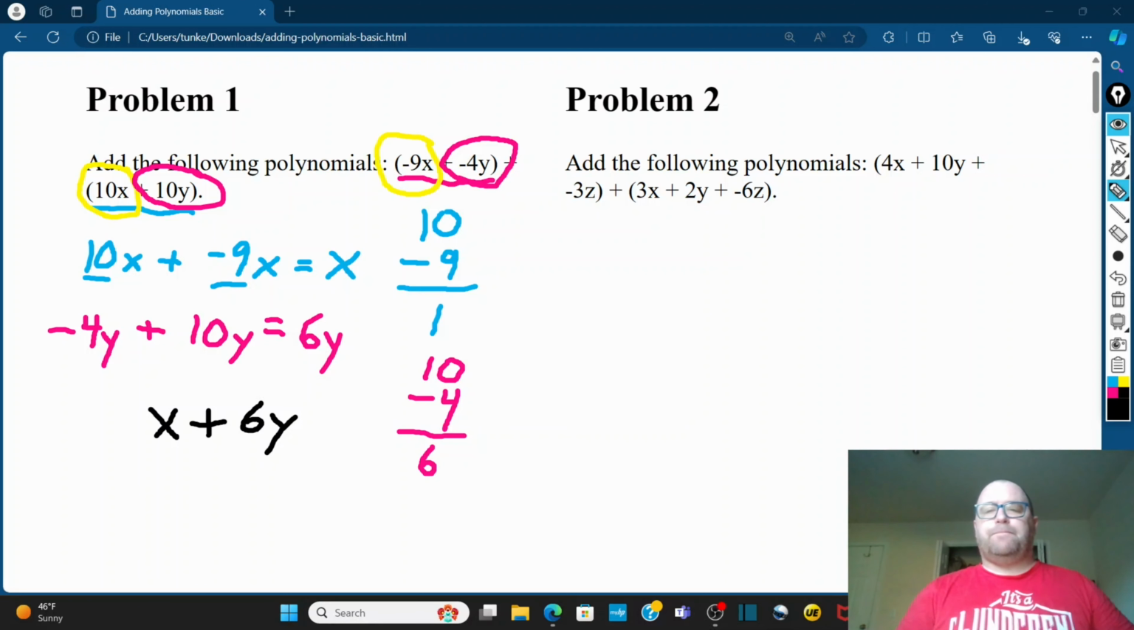hopefully. And let's look at problem number 2. Okay, problem number 2. So we've got 4x plus 10y plus negative 3z. We're going to add that with 3x plus 2y plus negative 6z. So what are like each other? Well, 4x and 3x are like each other, so we're going to add those. So 4x plus 3x.